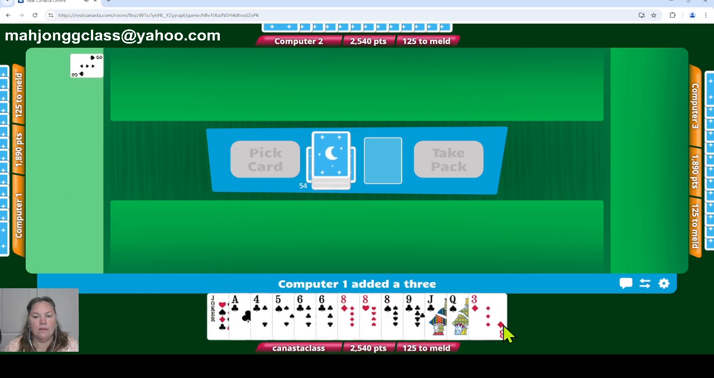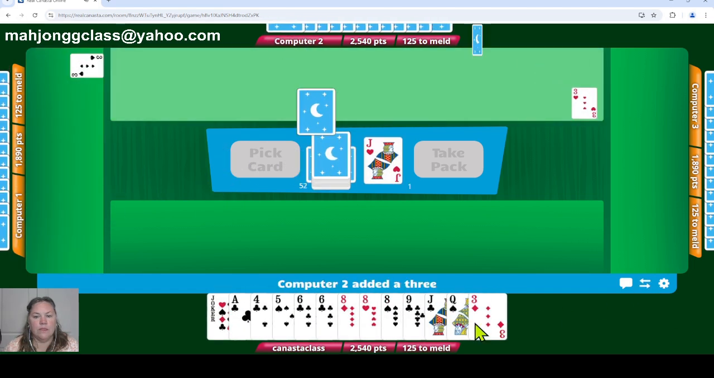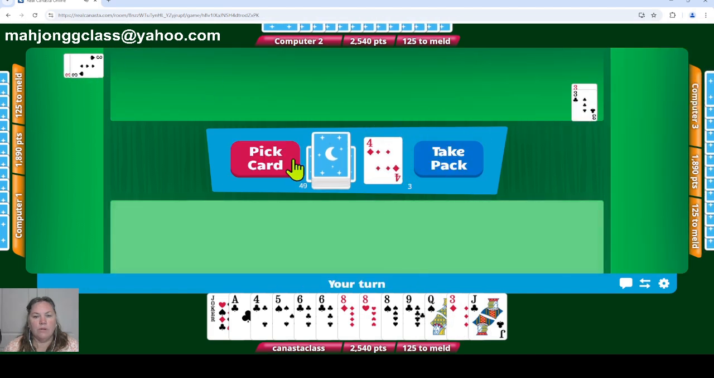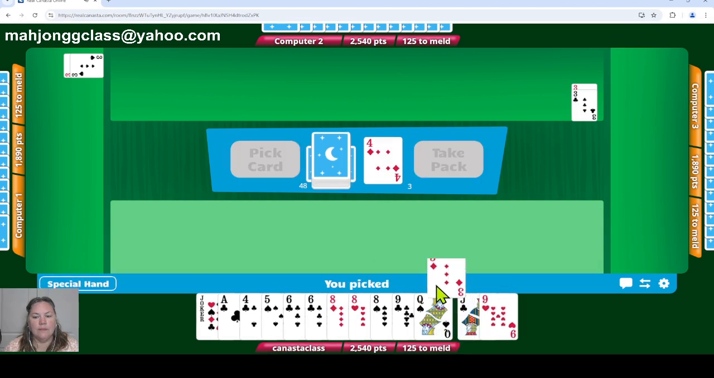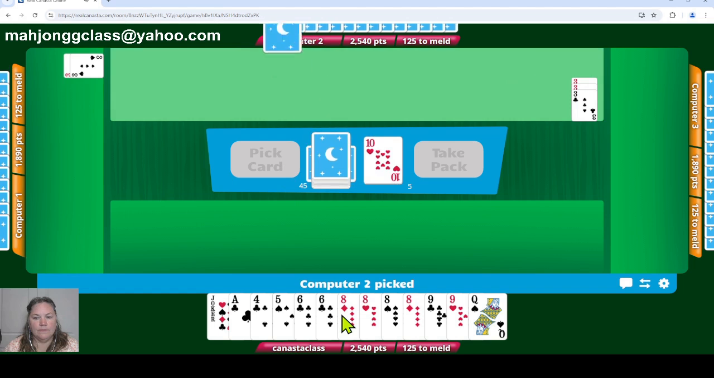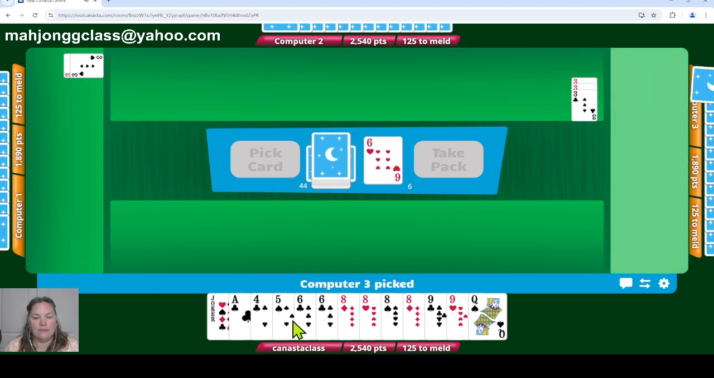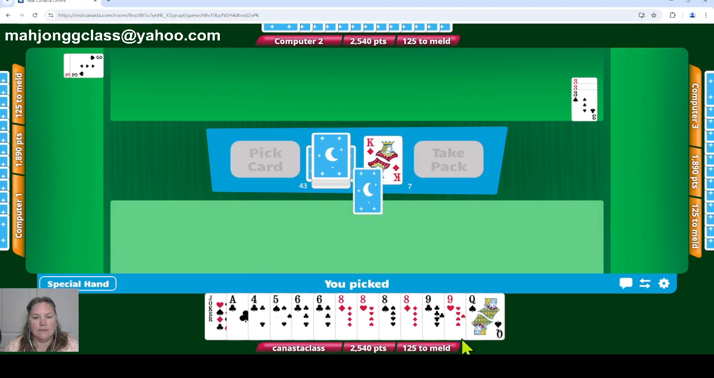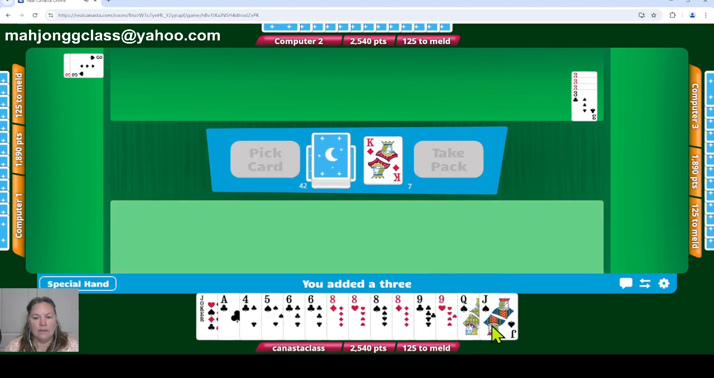Sort by rank. He threw out a jack. I'll put a jack over. We're both at 125. My partner threw out a 7. I'll put out my 3. And I'm going to get rid of the jack. He put out a 10. I don't have a 10. My partner put out a 6. Oh, another jack.